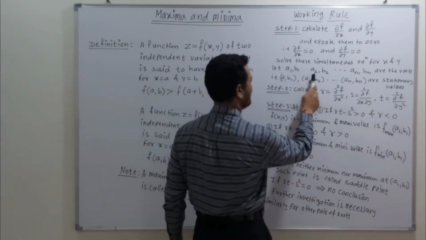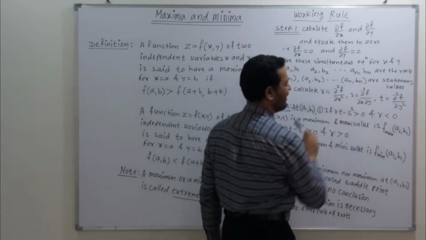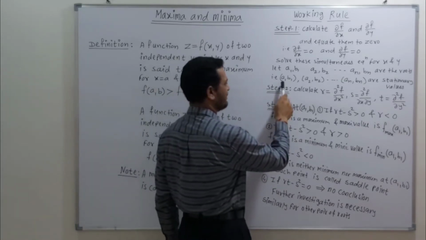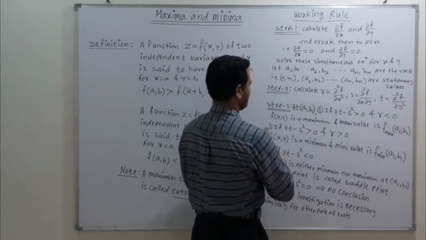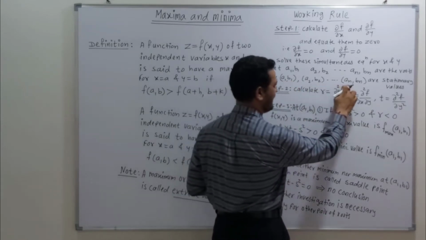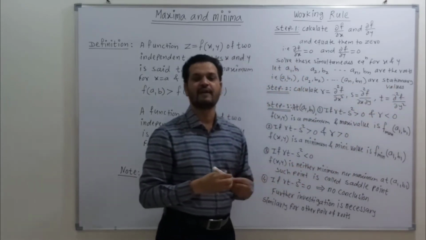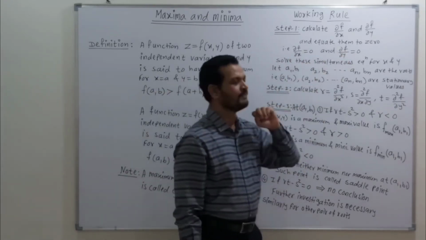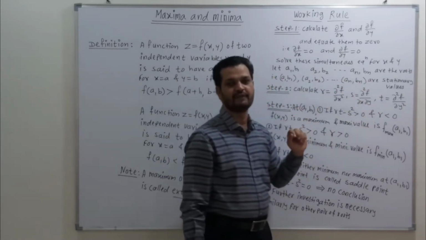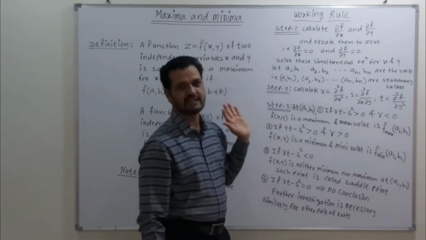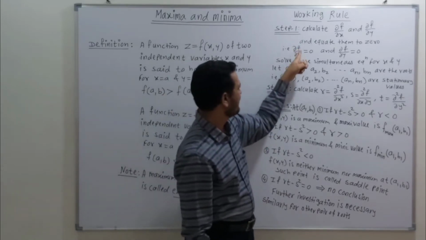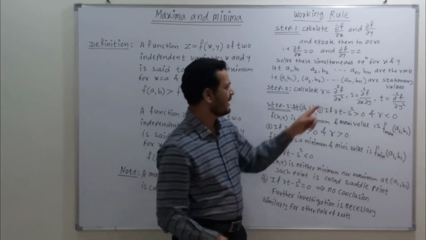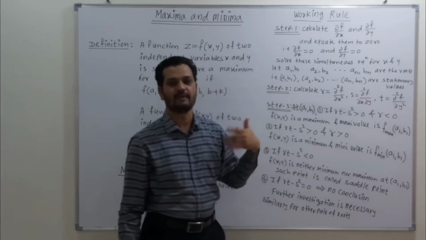Suppose a1 b1, then a2 b2, and so on, an bn are the roots of this equation. Such roots of this equation, that means a1 b1, a2 b2, and so on up to an bn, are called the stationary values. The meaning of stationary values is the roots of the given simultaneous equations. So this is all about step number 1. Step number 1 means take the partial derivative of the given function with respect to x and with respect to y, equate to 0, solve these two simultaneous equations and find the stationary values, that means the roots of those equations.